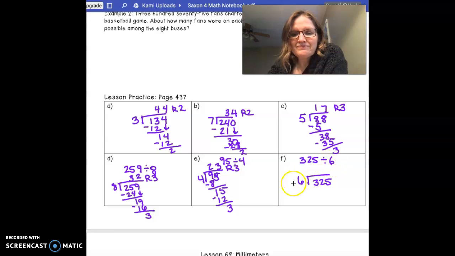So let's begin. 6 goes into 32, 5 times. We multiply 30, we subtract 2, and bring down the 5. I automatically know that 4 times 6 is 24, and my remainder is 1.